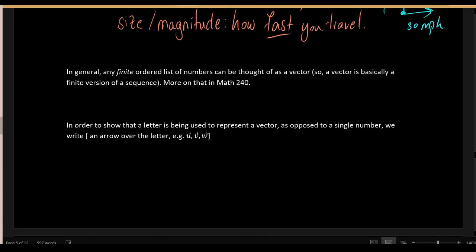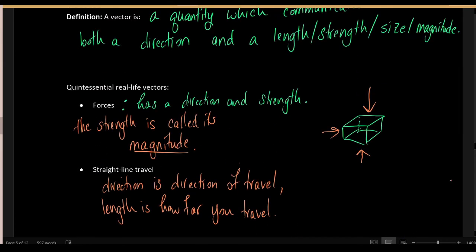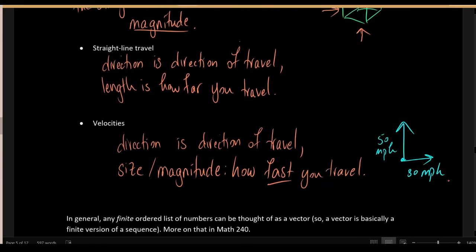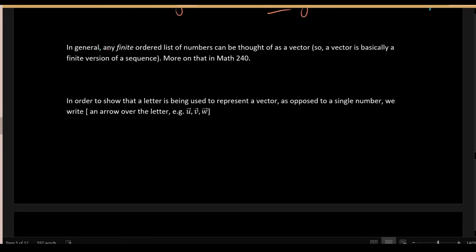Now, mathematically speaking, a vector from a mathematical perspective is really just a finite ordered list of numbers. That would be the mathematical definition, as opposed to the one given up here, which is more of a physics definition. But you won't really be getting into the mathematical perspective on vectors until, unless you take Math 240, which is the class called linear algebra.